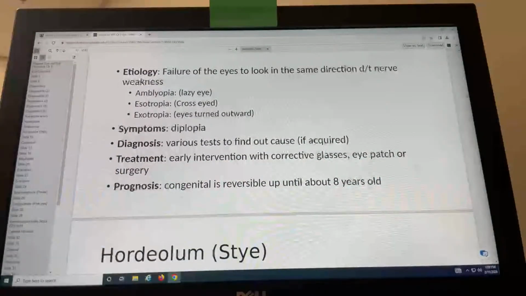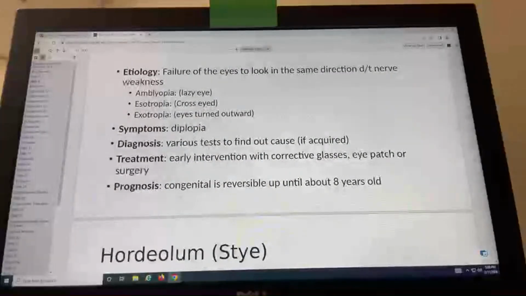Symptoms, so diplopia, this just means seeing double, okay? You can imagine if you don't have both eyes focused on the same thing, that's when you see two. If you have one eye going this way and one eye going that way, you're going to see double vision. So diplopia is a common symptom amongst any of these.